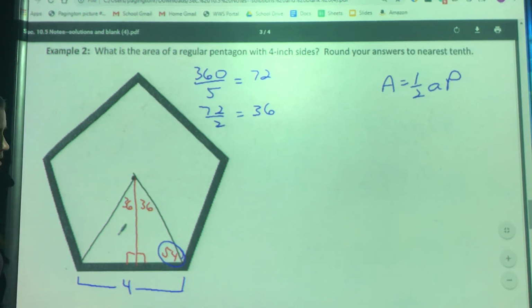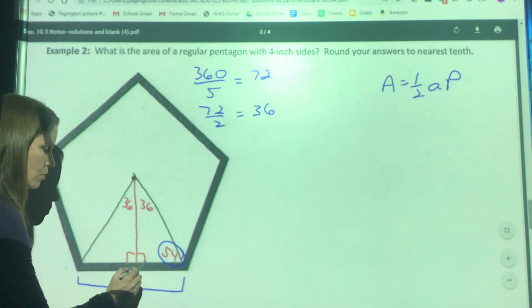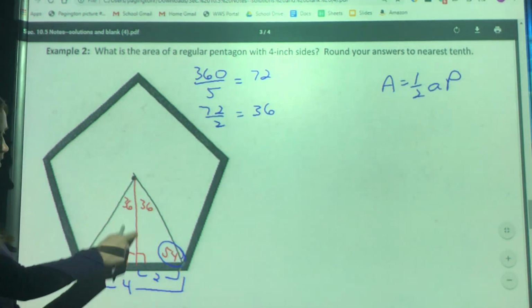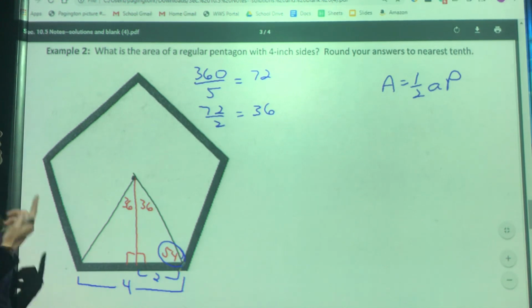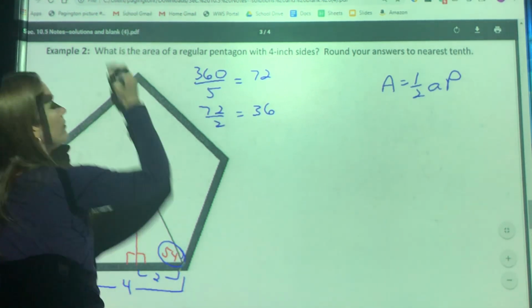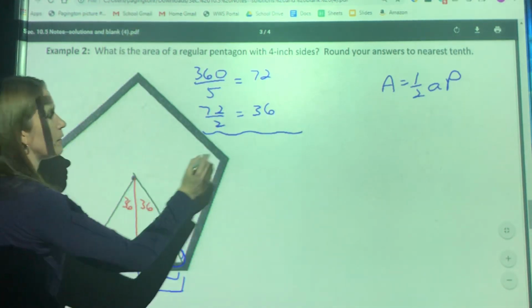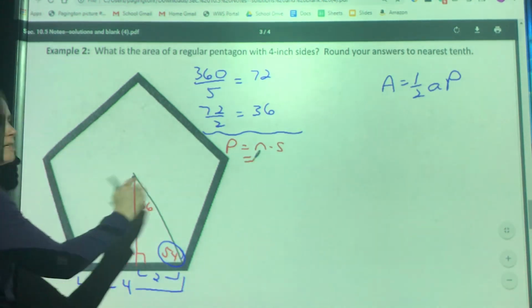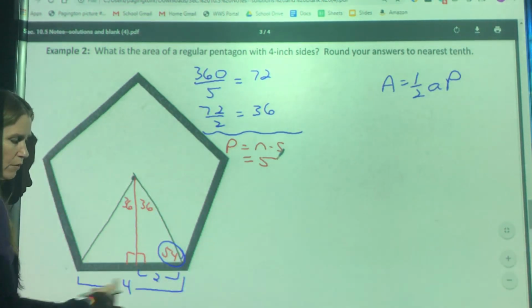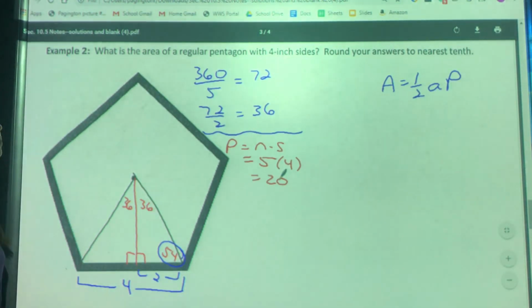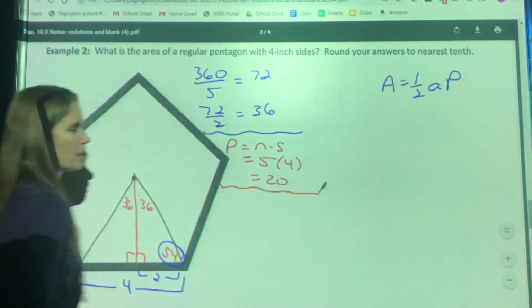I also can see that if this whole length is 4, I know it's 2 from here to here. And I also know that I need to find the apothem using the trig. I'll do that in a minute. I also need to find the perimeter, and the perimeter is the easy part. So I'm going to go ahead and get that taken care of. So if I do perimeter is n times s, then I know there's 5 sides here. I know each side is 4. And so that gives me a length of 20. Yeah, the perimeter is 20.